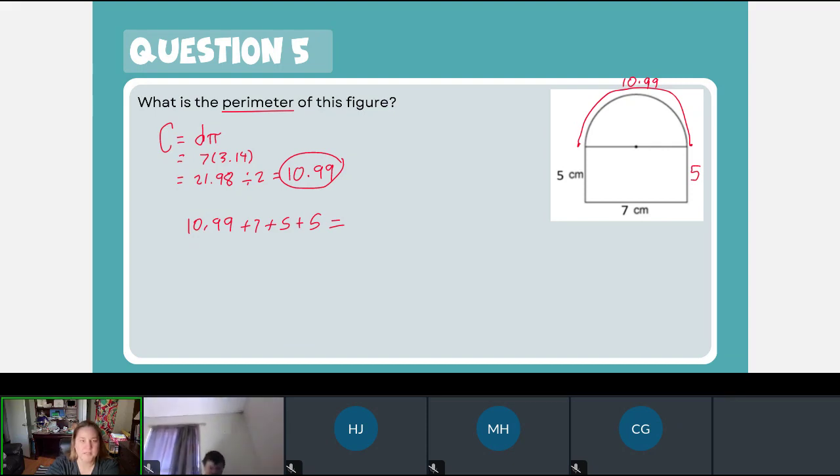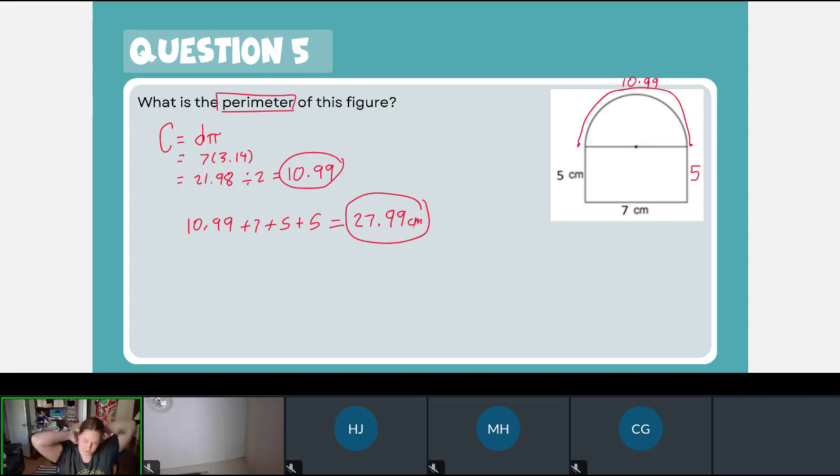Who's got a calculator? Good, Serenity. You're going to get 27.99. And that would be your final answer. So circle that number. Centimeters, if you want to add that. 27.99 centimeters. So when you're asked to find perimeter, remember all that means is the distance around the outside of a shape. All right, I'll give you about 30 seconds to get that, and we will move on to number 6.